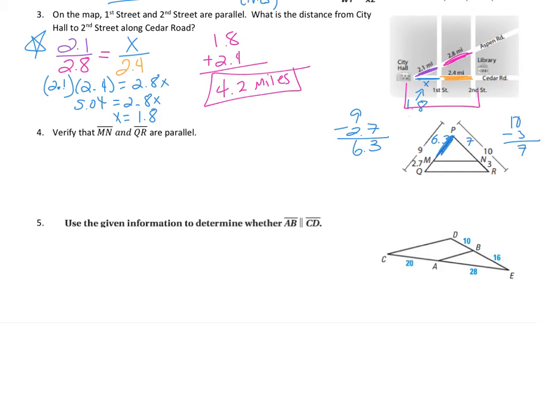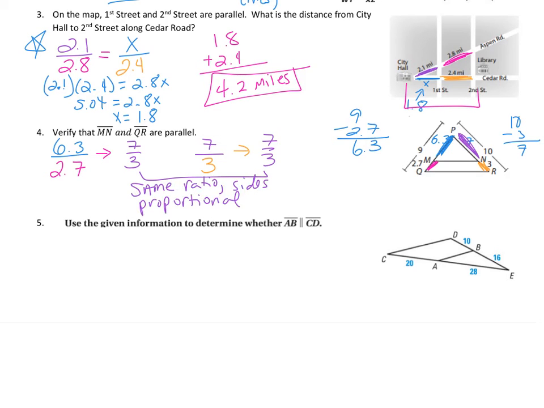So I can do my 6.3 over 2.7. And then we want to set up the ratio of PN. So that would be 7 over my NR in orange, and we want to see if that ratio is also the same. So if you notice, the second one will just say 7/3. This first one, though, does reduce to 7/3, so they are proportional. So that means that MN is parallel to QR.